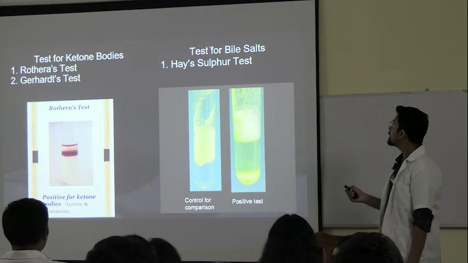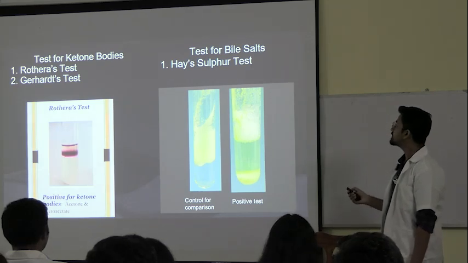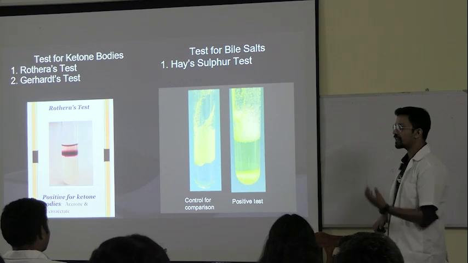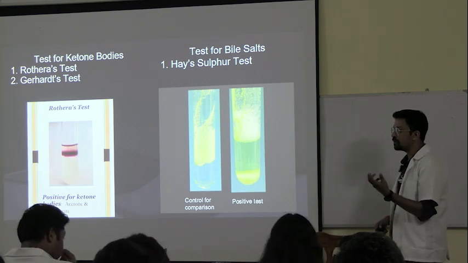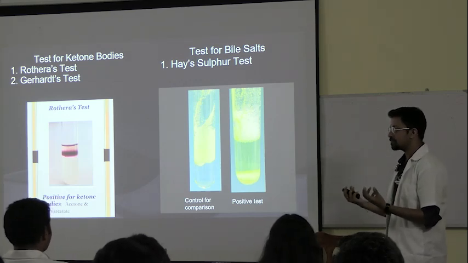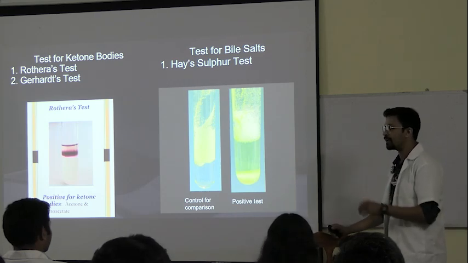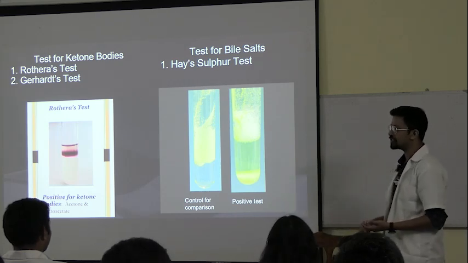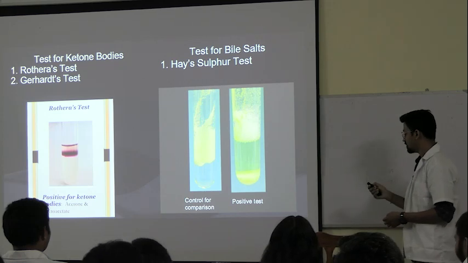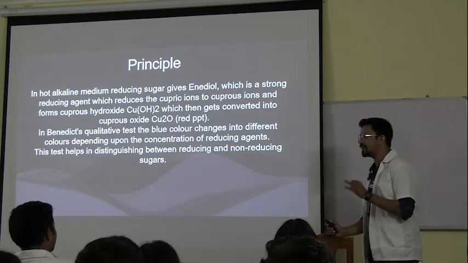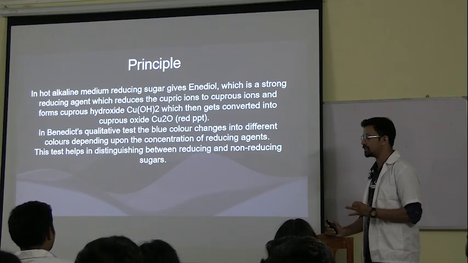Fine. And then comes the bile salt test. For bile salt, this is the Hay's sulfur test. Very easy test. You have to take distilled water, and you have to put the sample in it, and after that if it sinks, the Hay's sulfur test is positive, otherwise it is negative. That's all.